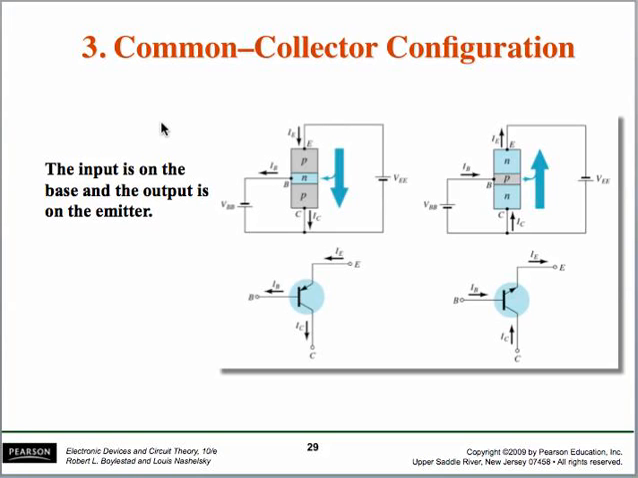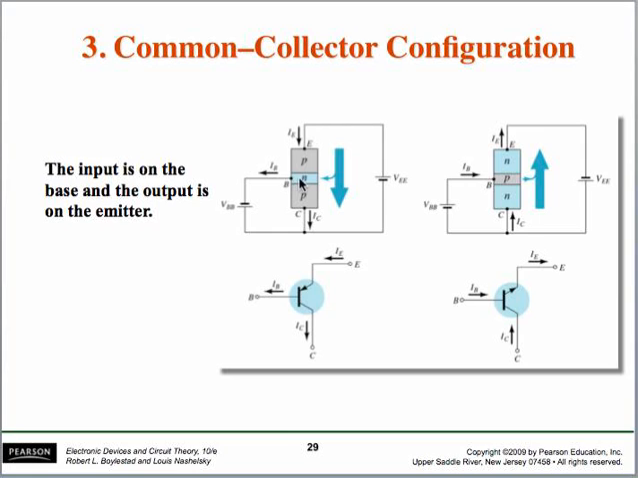Now the final transistor configuration which we're going to learn is the common collector configuration. You should be able to guess by now that the reason why it is called common collector is because the collector terminal is common to both the input and output. For both cases, whether it's PNP or NPN, the collector terminal is common to both the input and the output.